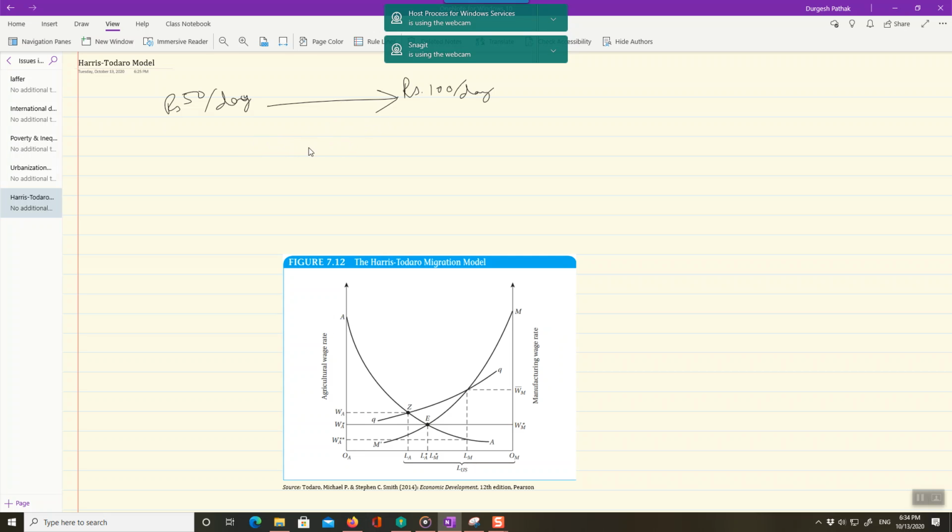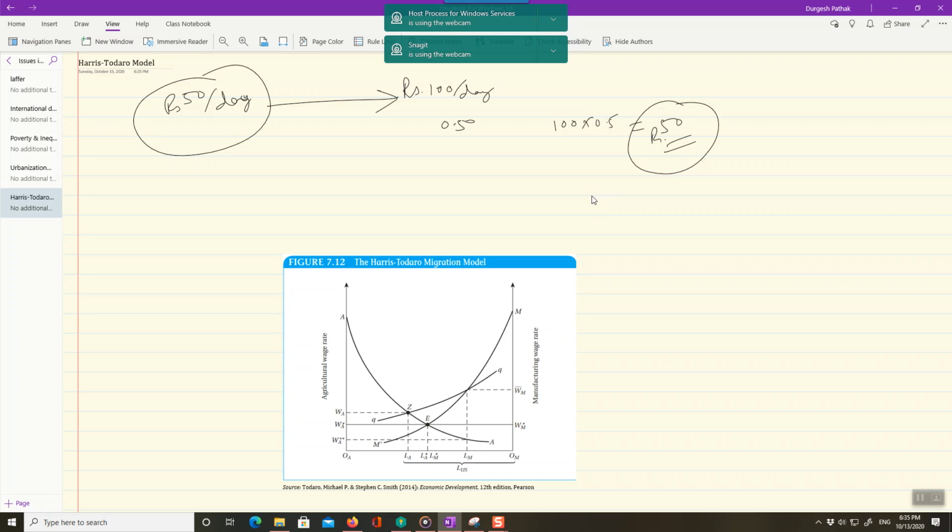But if there is some probability of getting a job, then possibly he will think about the expected income rather than the actual income that he is earning here and in the urban sector. Suppose that the probability that he will get a job in the urban sector is, say, 0.5. Then the expected income he can earn is 100 multiplied by 0.5, and this comes to 50 rupees per day. This is the expected income. So notice the difference: this is the actual income and this is the expected income. Now the person will be indifferent between migrating and not migrating.